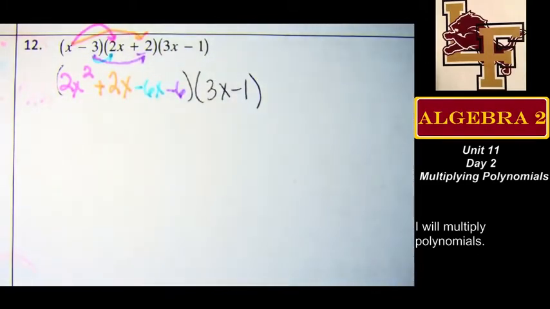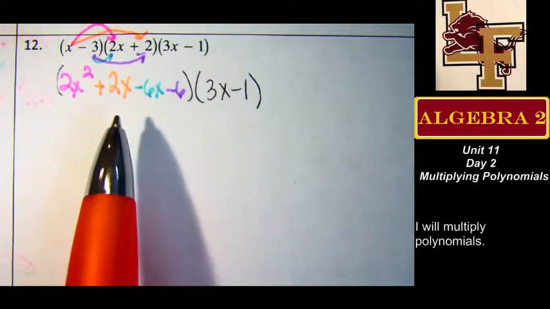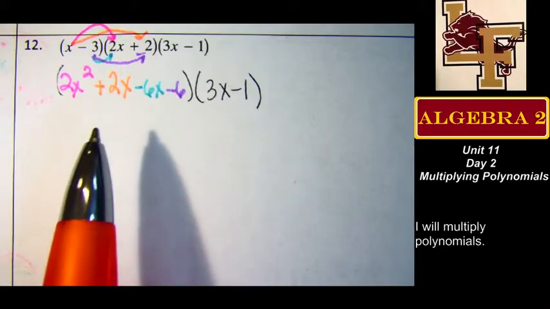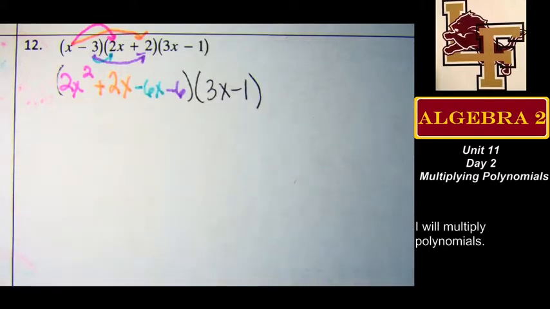So you combine like terms. I'm going to go ahead and combine like terms on this one now just to make this smaller so I have less to distribute. And then I'm going to distribute again.